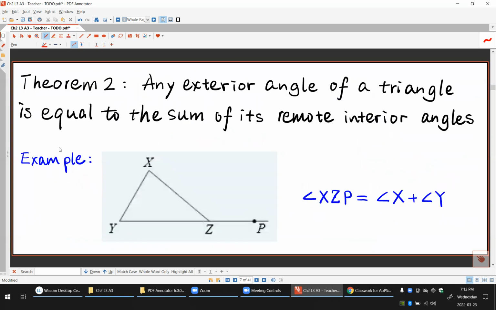And there is a second theorem related to the angles in the triangle. The second theorem states that any exterior angle of a triangle is equal to the sum of its remote interior angles. So for example, in this diagram, if we extend the side YZ to point P, then this angle here is an exterior angle, right? This theorem states that angle XZP should equal the sum of angle X and angle Z, right? You understand? Any questions? No. Okay, so the problem is, how do we prove this is actually a theorem? How do we prove this is always right?